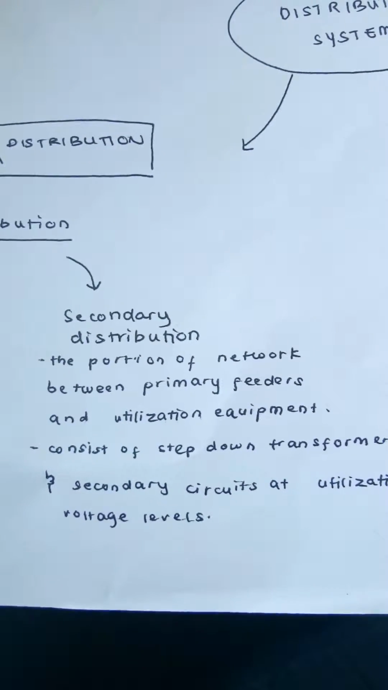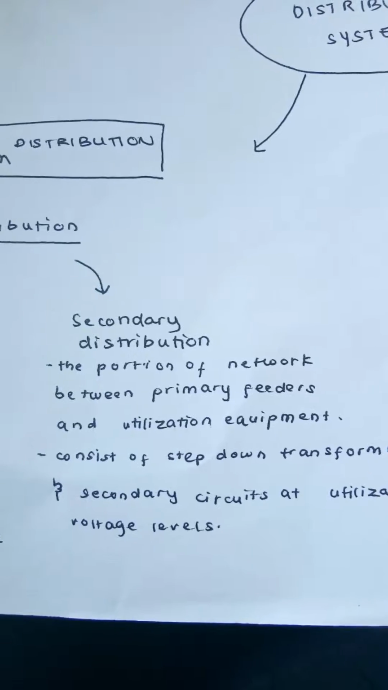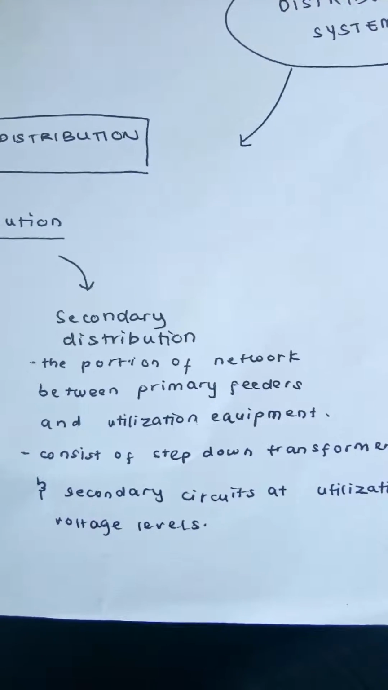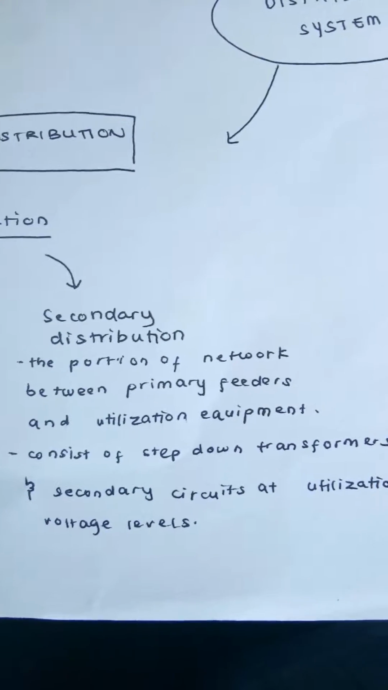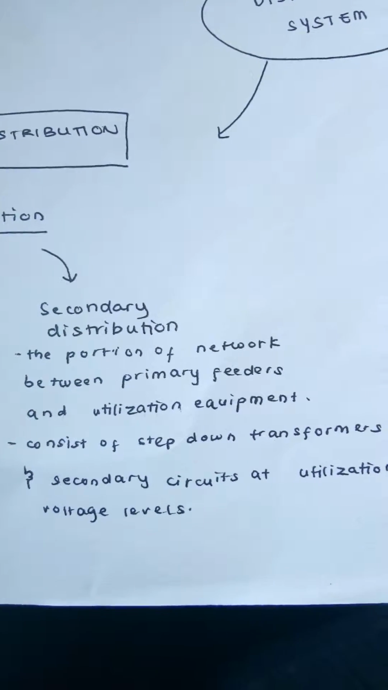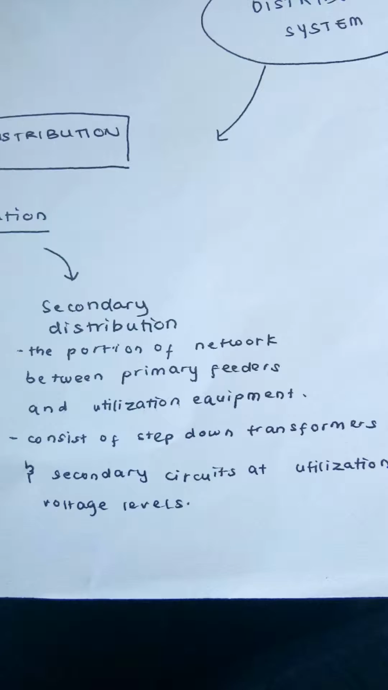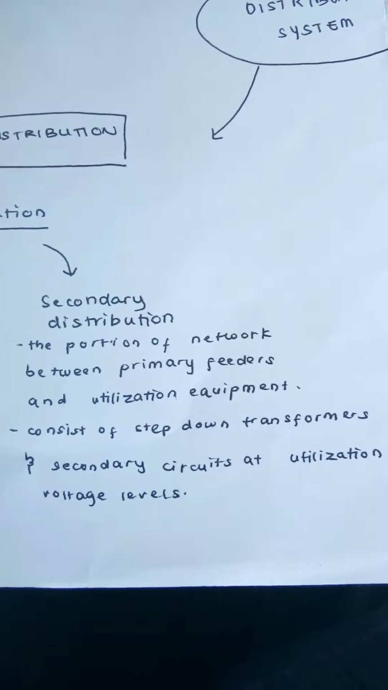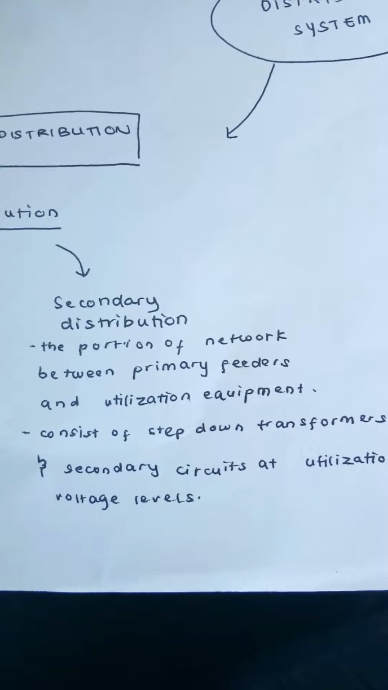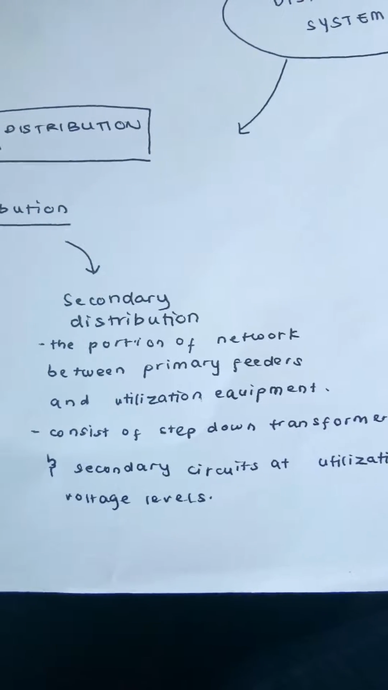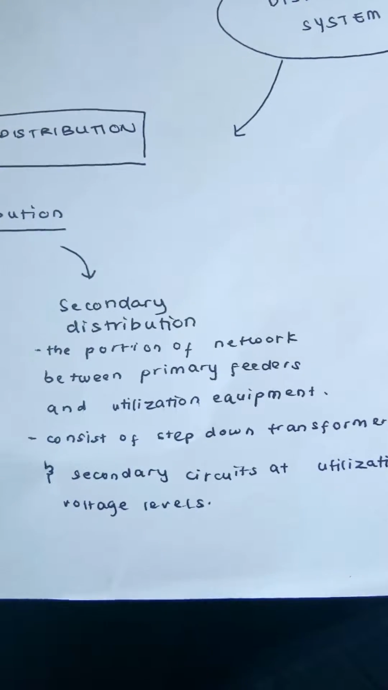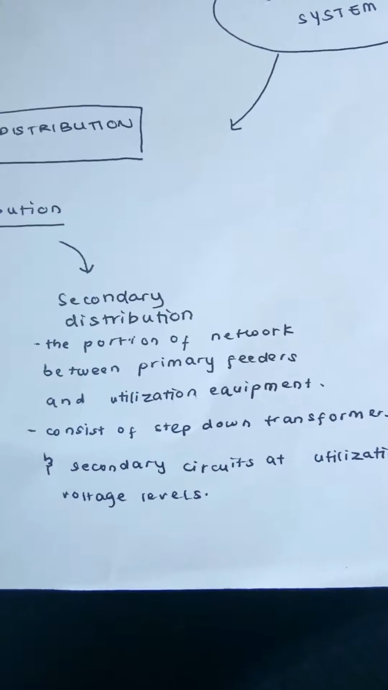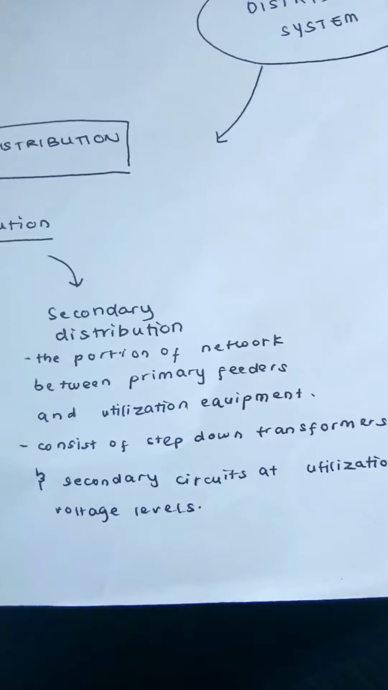For secondary distribution, the secondary distribution is a portion of the network between primary feeders and utilization equipment. It consists of step-down transformers and secondary circuits at utilization voltage levels. This type of distribution is mostly single-phase, while primary distribution is three-phase.